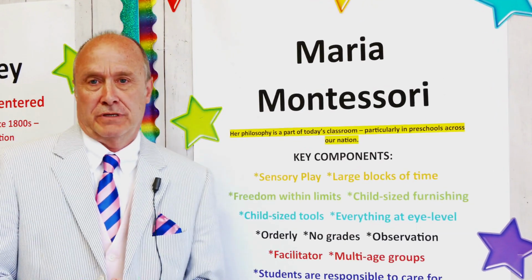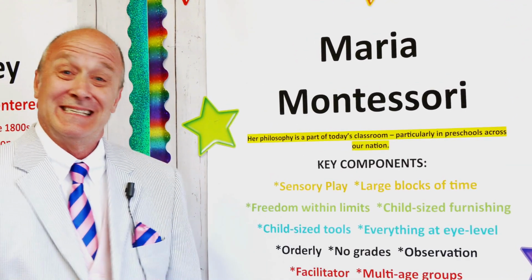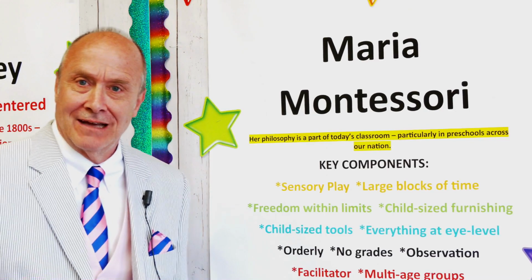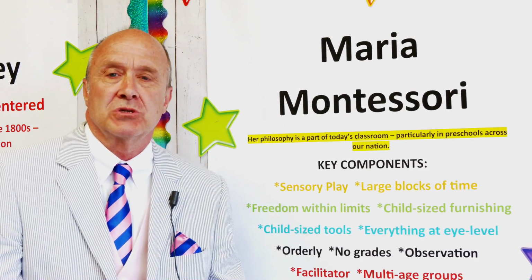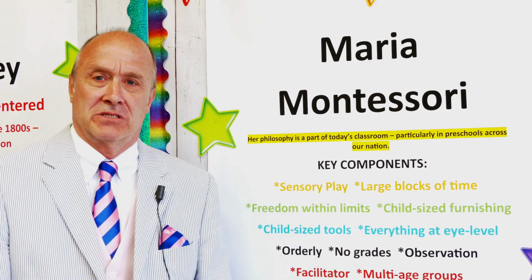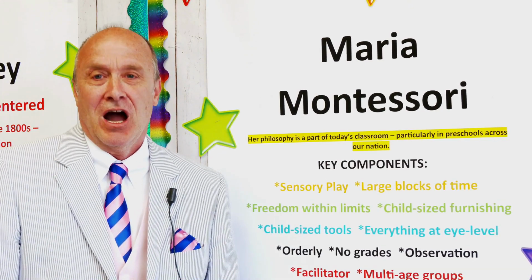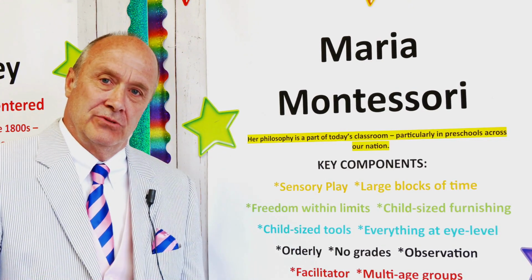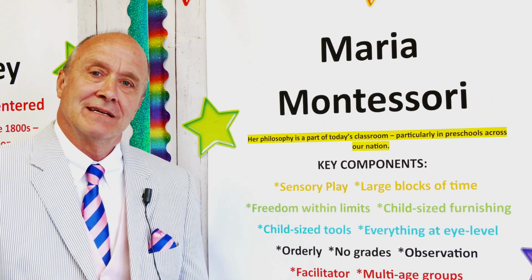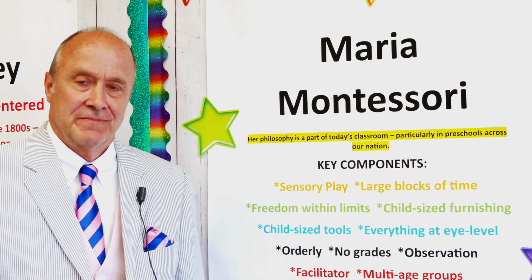When you walk into a preschool room, you are certain to see everything at eye level for the child. Think about it when you go into the grocery store. What do they have on sale? It's the things that an adult can see at their eye level. And that's what we do in the Montessori classroom. Everything is at eye level for the child.